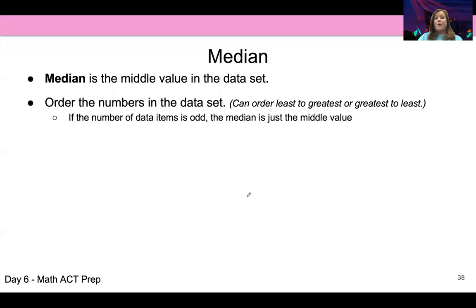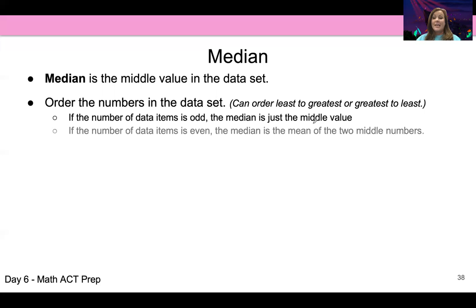Now, if you have an odd number of data, there is one singular middle value, 1. If you have an even number of data, there's going to be 2 numbers and the middle is in between the 2 numbers. Okay, so we'll take the average of the 2 numbers.